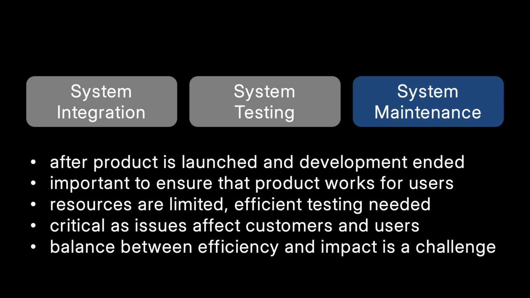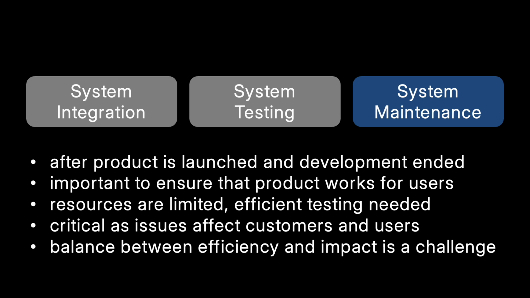And then the system maintenance. After the product is launched and its development is completed, the system maintenance starts. This phase is to ensure that products in the market still work. It is important for complex embedded systems that depend on other systems, interfaces, or any kind of software updates.